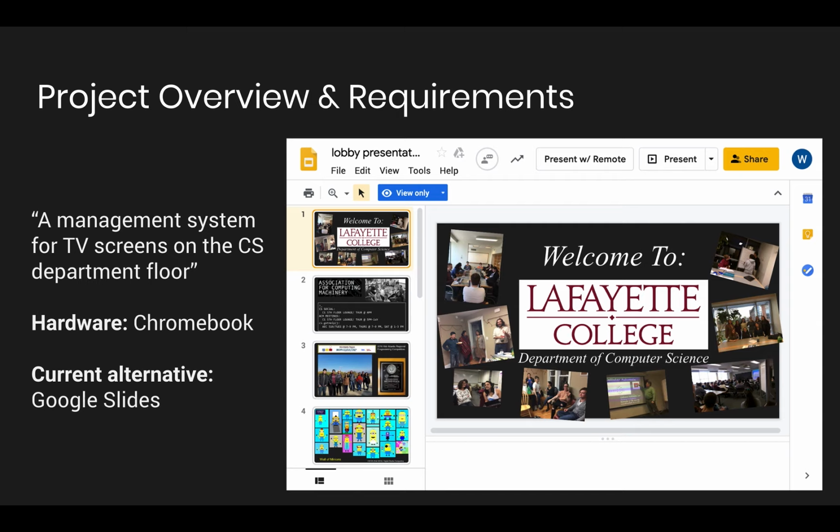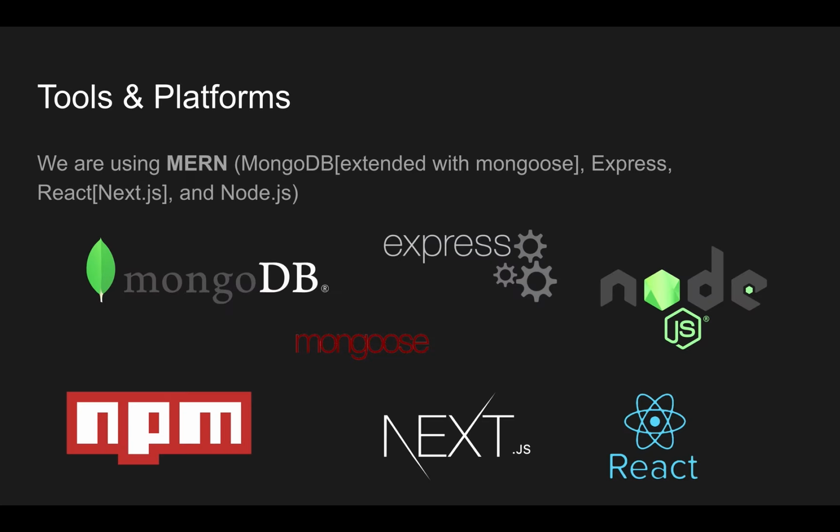The hardware requirement for this project was to run on a Chromebook, which is why we chose to use a web stack, commonly known as MERN. For our development stack, we used MongoDB as our database management system. We used Node.js as our backend. We used Express as our API side. And we used Next.js combined with React as our UI side. We also used NPM as our package manager and Mongoose to complement MongoDB's API for JavaScript.